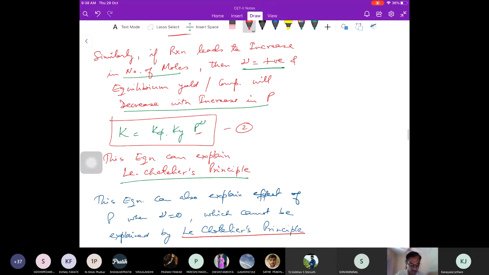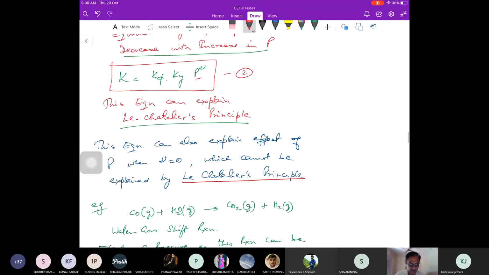Okay. So this equation can also explain the effect of P when nu is equal to 0. Exactly the same point Shivani raised. When nu is equal to 0, it cannot be explained by Le Chatelier's principle. Le Chatelier's principle does not say anything about what happens if you don't change the pressure, if you don't create any disturbance. It just says that if you disturb, the system will oppose it. But when there is no disturbance, when there is no change in the number of moles, then what happens?